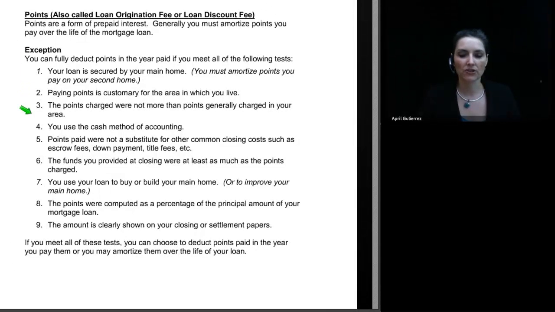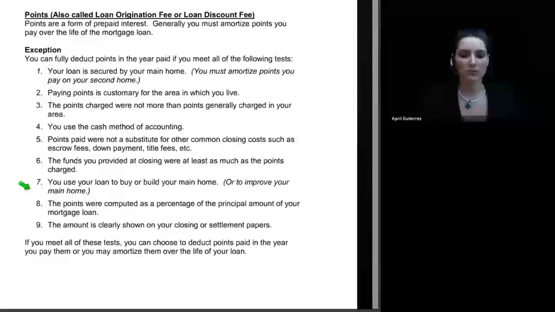The points charged were not more than points generally charged in your area. You use the cash method of accounting. Points paid were not a substitute for other common closing costs such as escrow fees, down payment, title fees, etc. The funds you provided at closing were at least as much as the points charged.